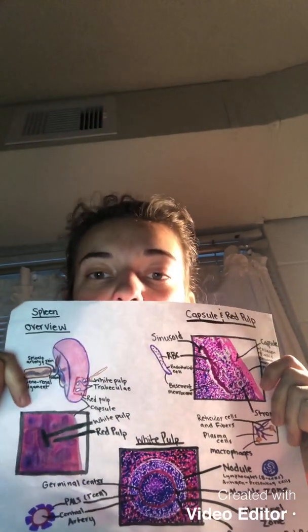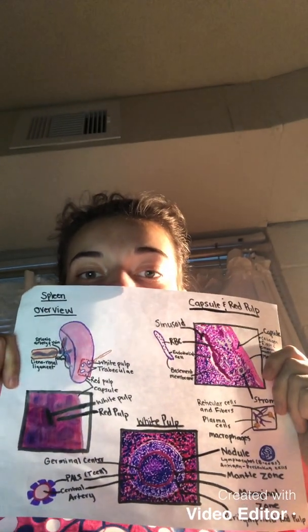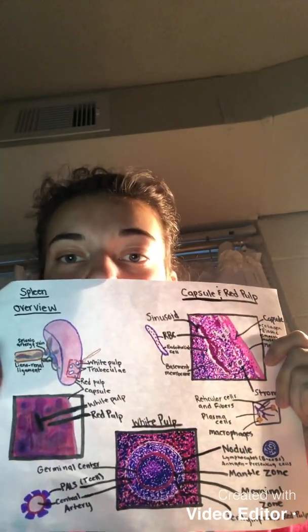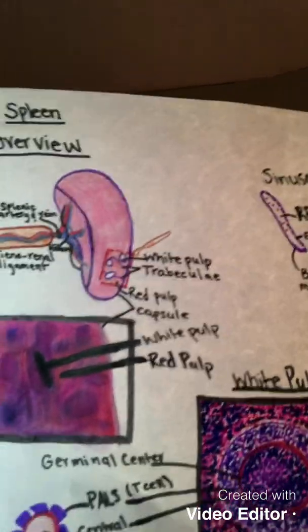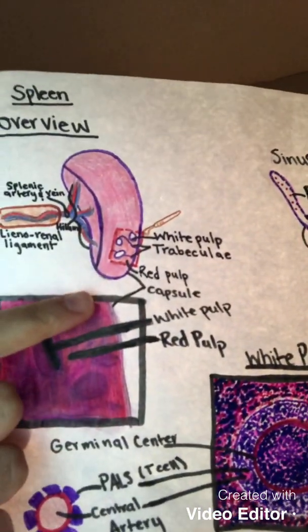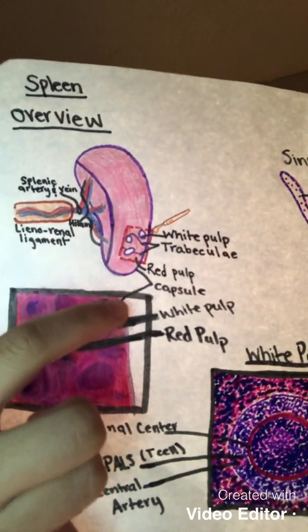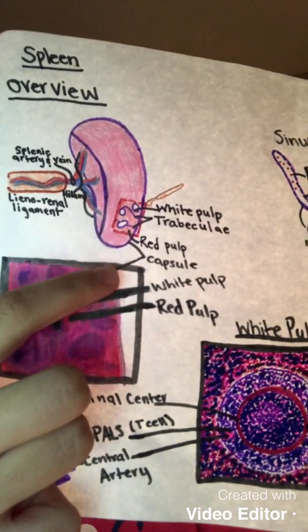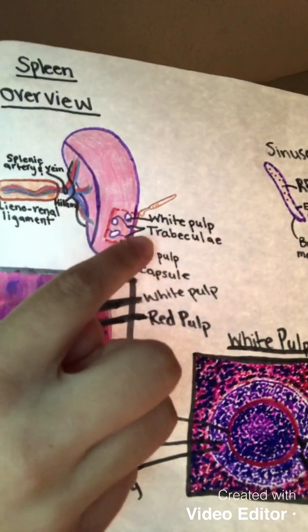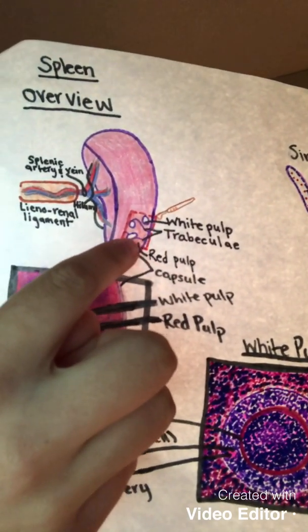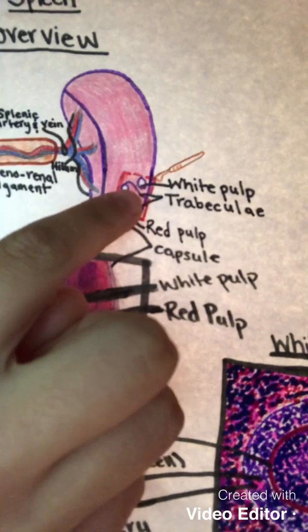The spleen functions to filter the blood of debris and old red blood cells and also acts as a storage site for lymphocytes. So as you can see here, we have a more detailed image of the spleen. I'm going to have to pull it in as I speak so you can see a little better. The spleen is surrounded by a dense connective tissue capsule here in the purple and then again here. From this capsule, connective tissue strands called trabeculae extend into the spleen. They're the little purple lines here.